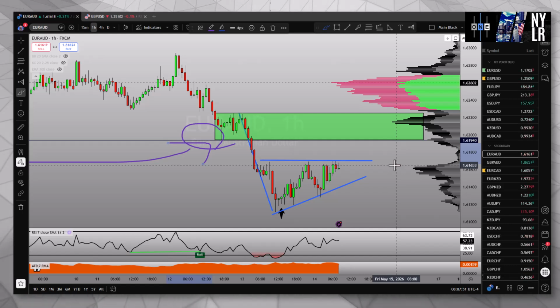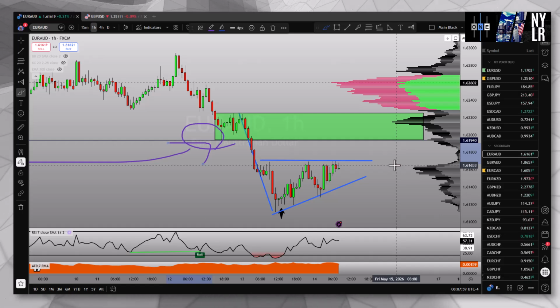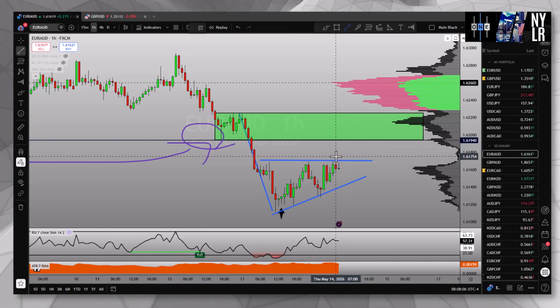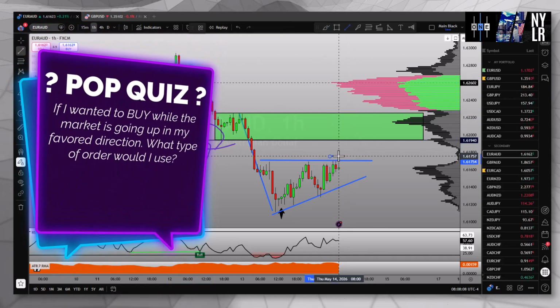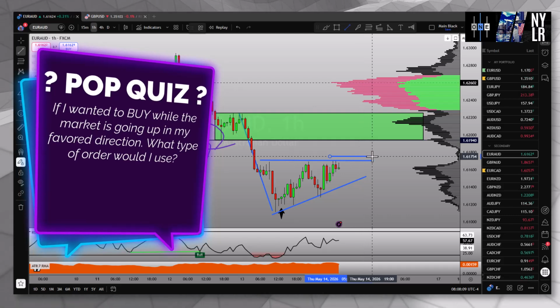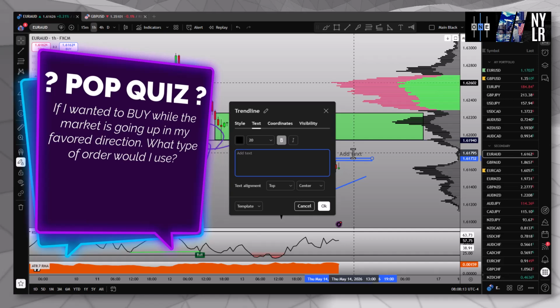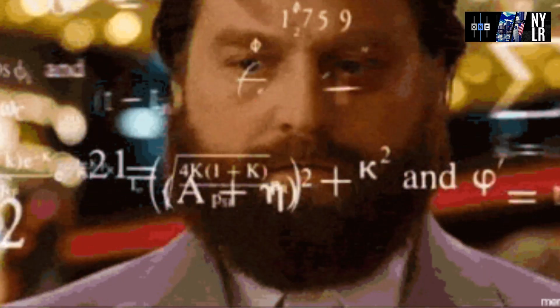The before would be for some reason that you would find buying it now in anticipation that the breakout will occur. The during would be buying it during the breakout. I'm going to give you guys a pop quiz. If I wanted to buy it during the breakout, meaning as price breaks out of this level, what type of order would I use? Dun, dun, dun.